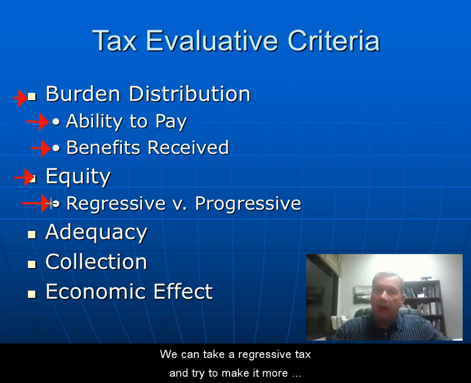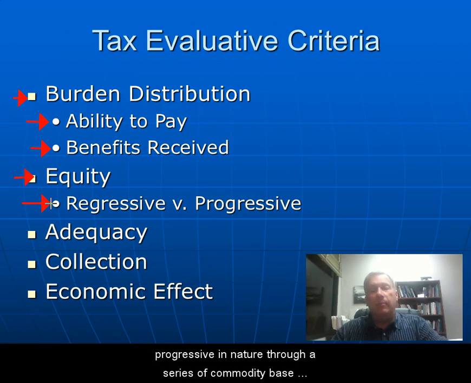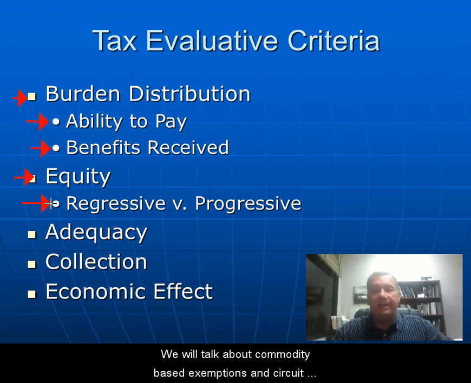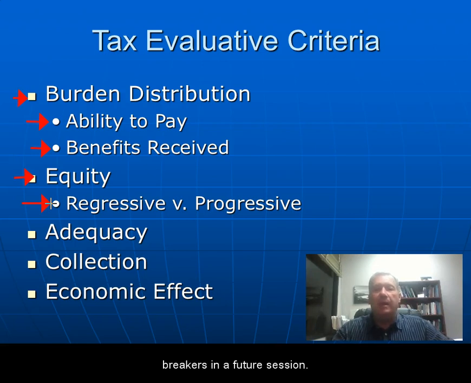We can take a regressive tax and we can try and make it more progressive in nature through a series of commodity-based exemptions, through a series of circuit breakers, but we will talk about those commodity exemptions and circuit breakers in a future session.